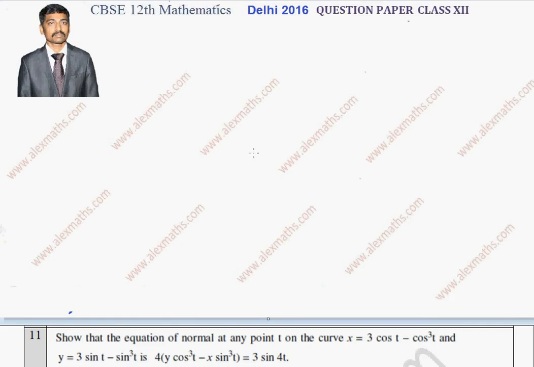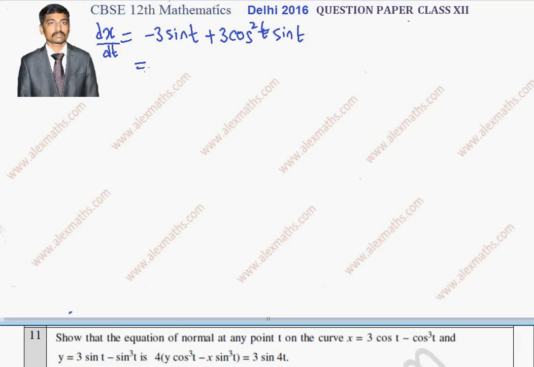Question number 11. Show that the equation of the normal at any point t on the curve x is equal to 3 cos t minus cos cube t and y is equal to 3 sin t minus sin cube t is 4 into y cos cube t minus x sin cube t equal to 3 sin 4t. This is given in parametric form. So first from the x, I will find dx by dt. So it is going to be minus 3 sin t, then minus, it will become plus 3 cos square t into minus sin t. So that's why I made plus in the middle. Okay.